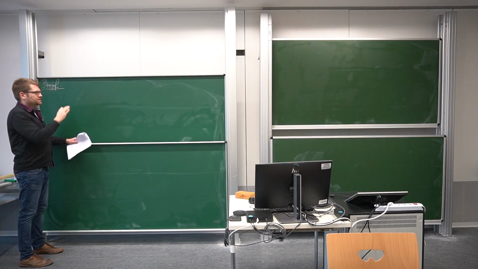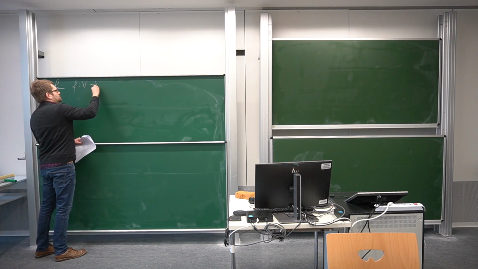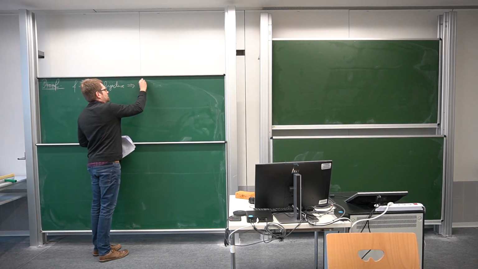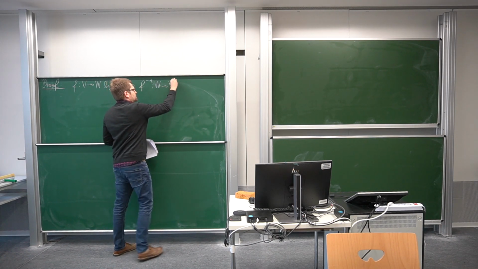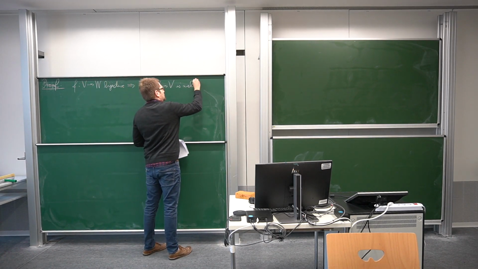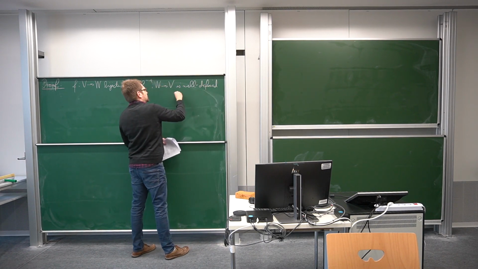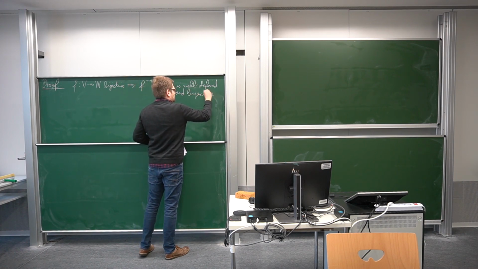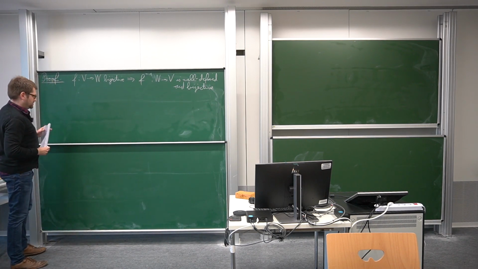Okay, let's first write down what I just said. Since F is bijective, first of all it has an inverse map. So F to the minus 1, as a map from W to V, is well defined and again bijective. Okay, so we want to show now that F to the minus 1 is a linear map.